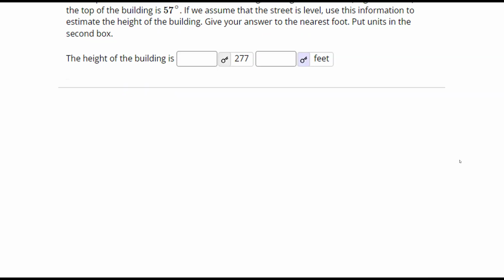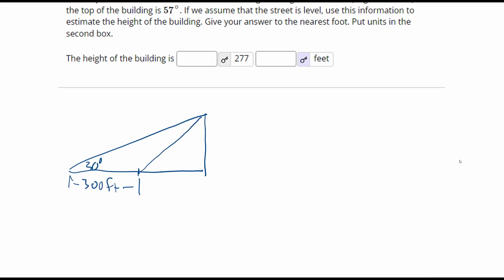Okay. So what we have is a shape that looks like this. So we have a measurement that's 30 degrees. And then they go 300 feet closer. And they get a measurement that's 57 degrees. So to do this, we use something called the Surveyor's formula.